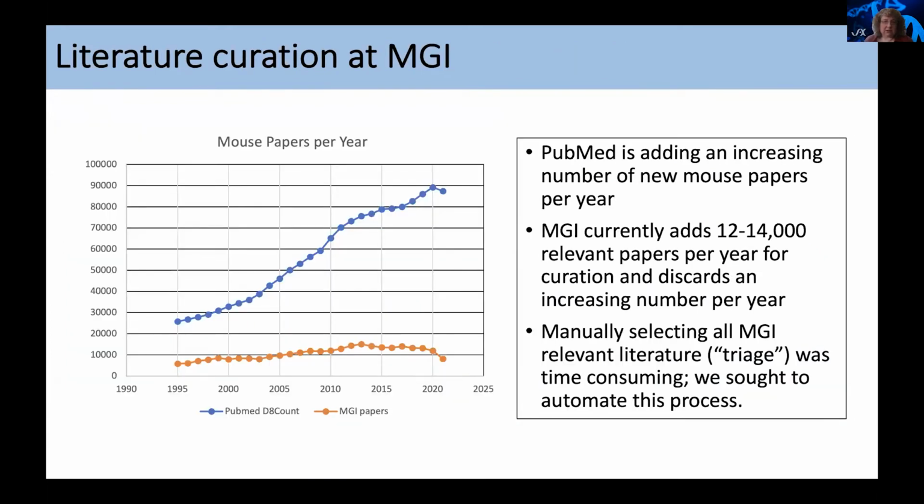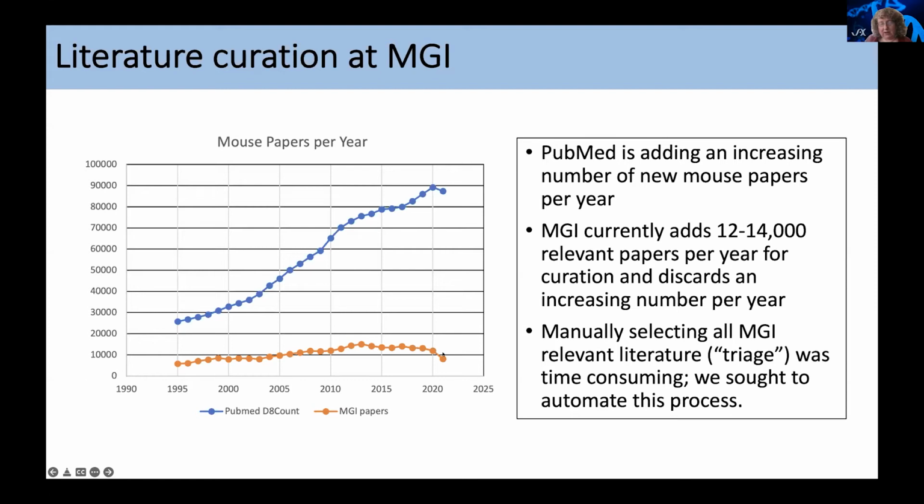So literature curation at MGI, PubMed is adding an increasing number of new mouse papers per year. If you look at this graph, if you search PubMed with just the term mice, over the years you see a very high increase in the number of papers that are returned using that term. However, at MGI, the number of papers that we have been curating over the years has remained relatively consistent, certainly over the past 10 years.